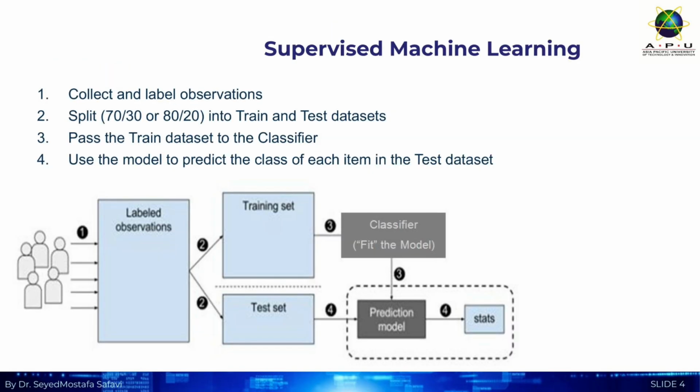Imagine training a puppy to fetch. That's supervised machine learning. First, we show it labeled examples. Collect and label. Then we split our examples into a practice set, the train dataset, and a final test dataset. The common 70-30 or 80-20 split ensures the model gets enough practice without memorizing the answers. We pass the practice set to the classifier, and then we use the final test to see how well it learned to predict new, unseen cases.